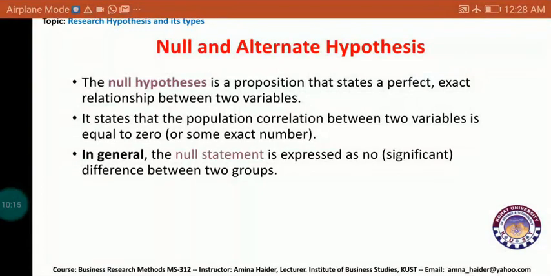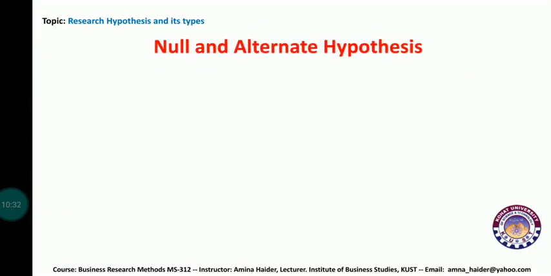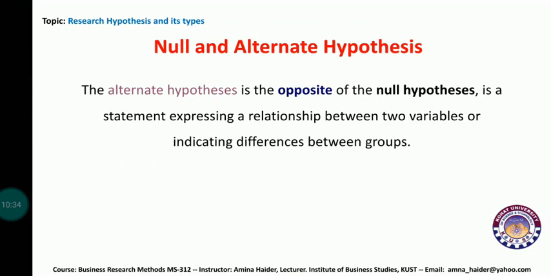So a null hypothesis states a definite relationship between variables, but it doesn't indicate any significant difference between variables. The alternative hypothesis is the opposite of the null hypothesis. It's a statement expressing a relationship between two variables or indicating a difference between groups.